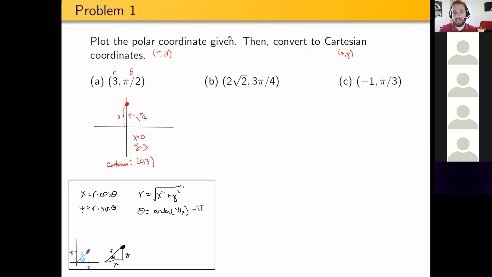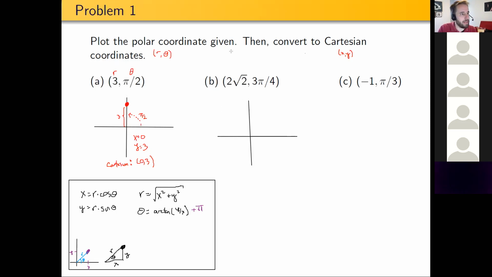I want to talk through, at least on this first page, all of these examples in kind of gory detail, though maybe we'll move a little faster than we did in this first example. In the second example, again, this is written in polar coordinates, so it's r equals 2 root 2, and then theta equals 3 pi over 4.